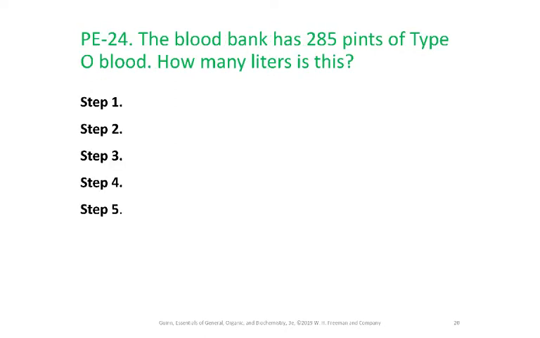And here is practice exercise 24 from the book. The blood bank has 285 pints of type O blood. How many liters is this? All right, step 1, given and asked for. So given 285 pints. We're trying to find liters.